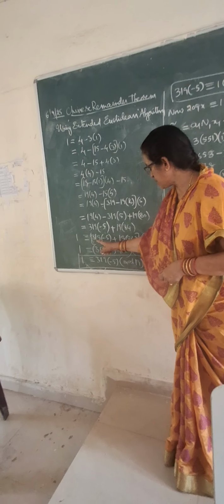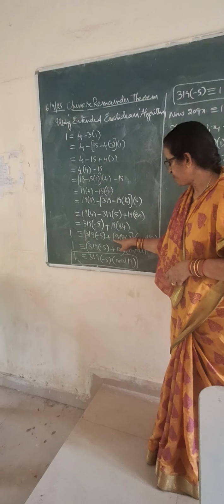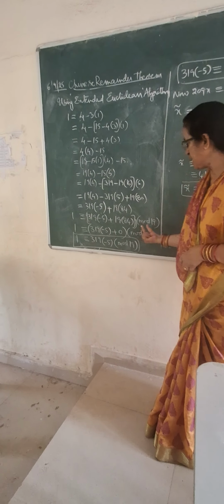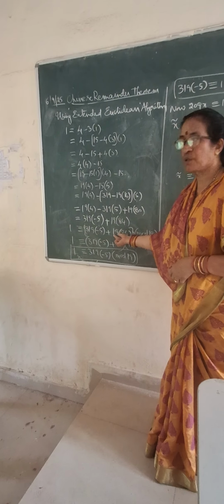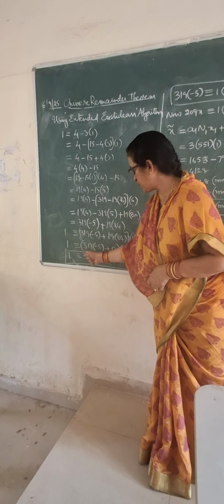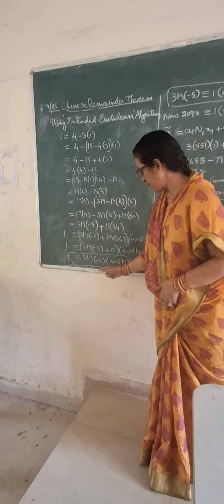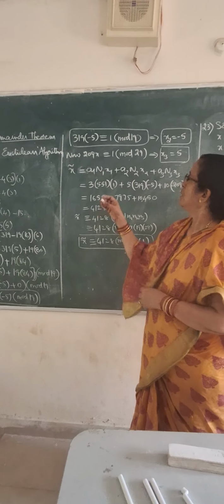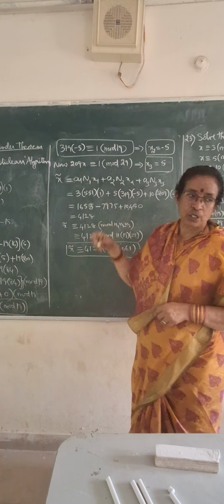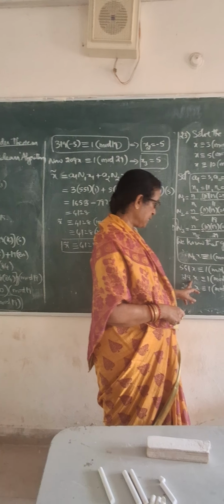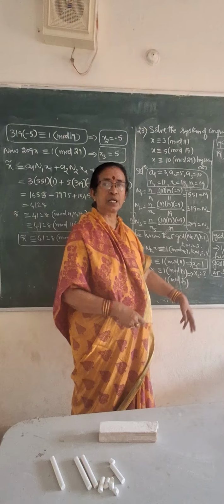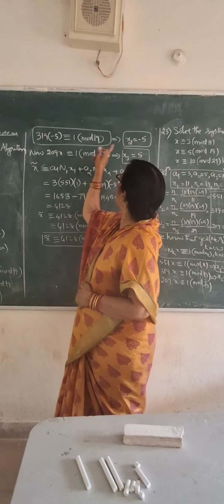So we are able to express this as 319 into minus 5 plus 19 into 84 mod 19. So once again here also 19 is there, here also 19. So 19 into 84 is congruent to 0. Therefore, it becomes 0. So finally, 1 is congruent to 319 into minus 5 mod 19. In other words, we can write 319 into minus 5 is congruent to 1 mod 19. So we got the second solution. 319x is congruent to 1 mod 19 means here x2 is nothing but minus 5.